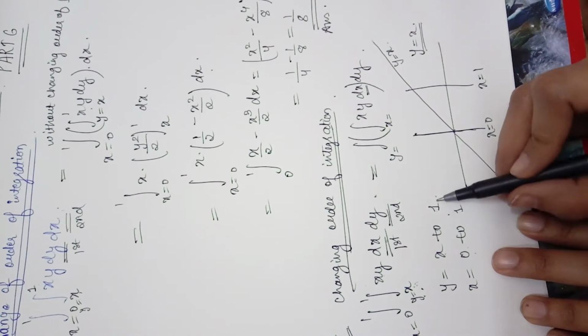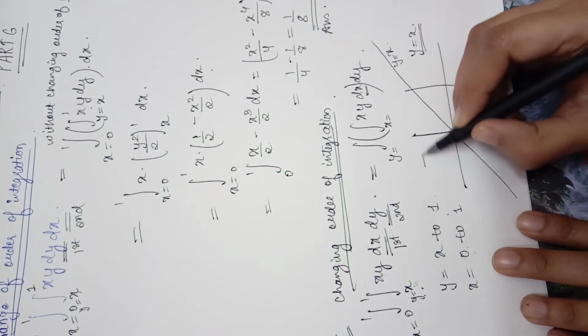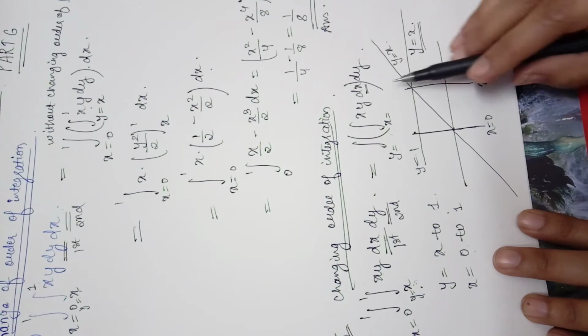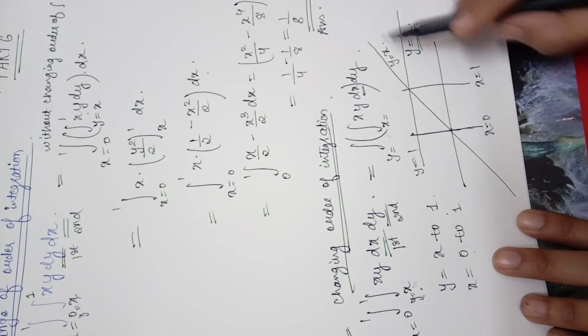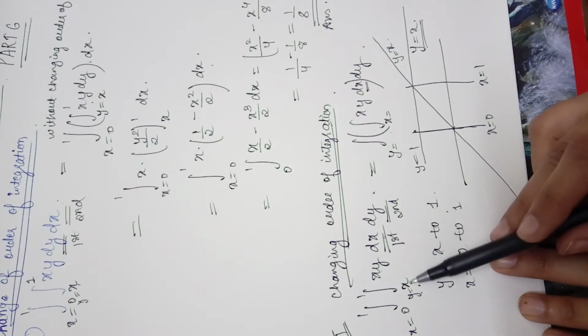Fine. Next is y equal to 1. How would it be? Y equal to 1? It will be like this. This is y equals to 1. This is x equal to 0. This is x equal to 1. This is y equal to x and this is y equal to 1. Okay, so far clear?